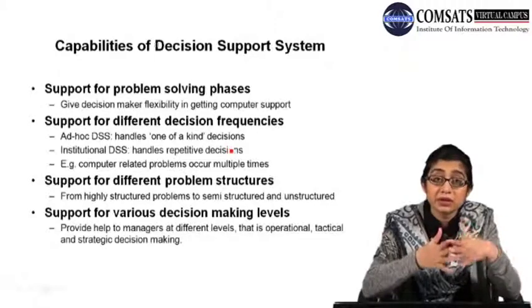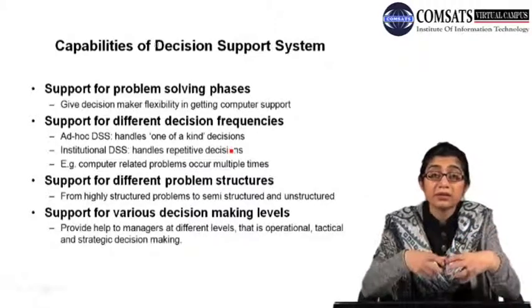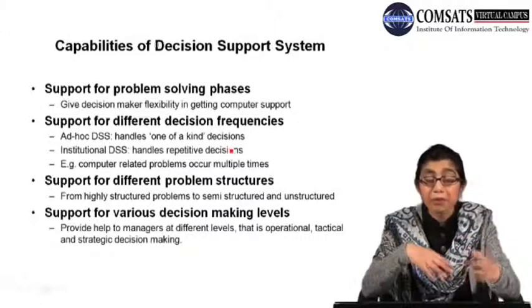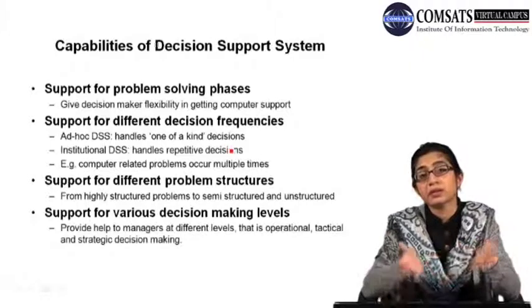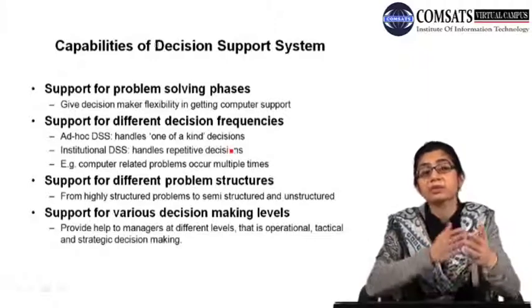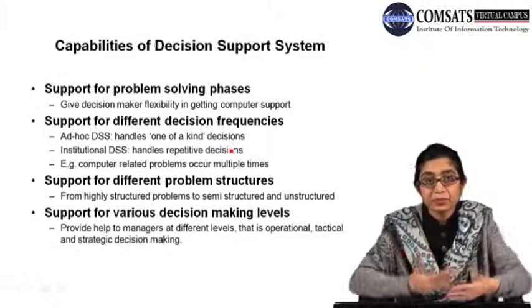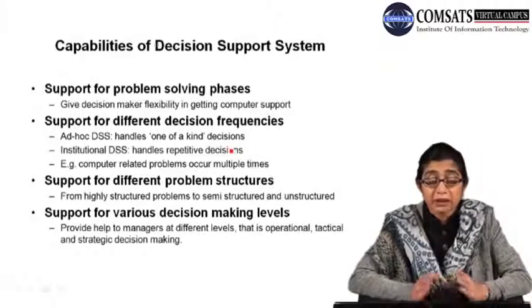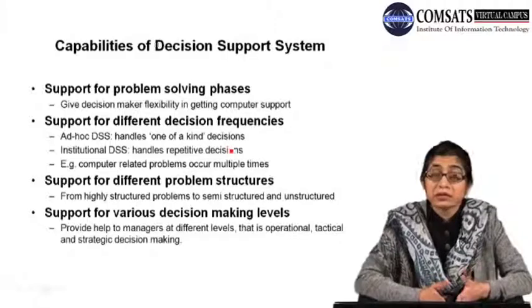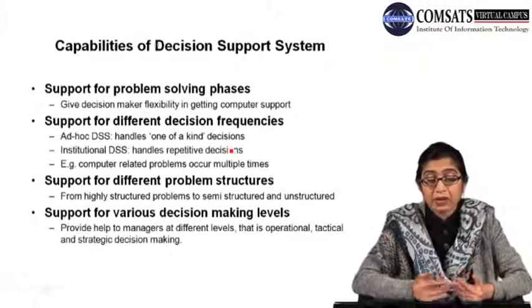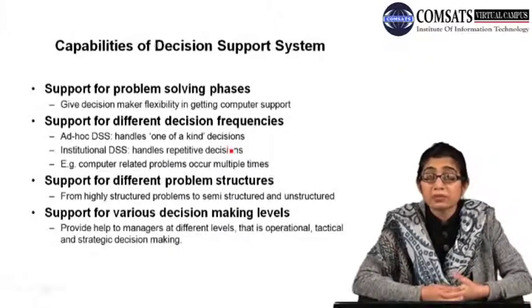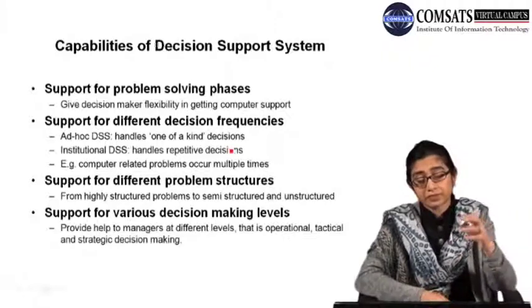Then we have the institutional DSS. That means it handles the kind of decisions that are repetitive and might happen multiple times in a day. For example, computer problems, like a computer crash, can happen multiple times in a day. So to look after that kind of problems, the institutional DSS is adopted. An example of repetitive decisions is a computer related problem that can occur multiple times.